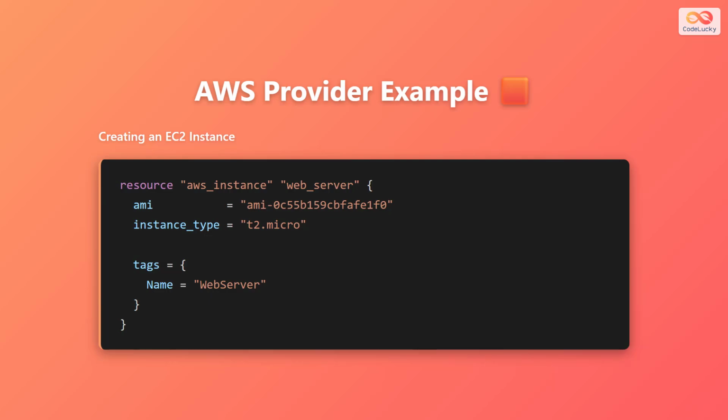Let's see a practical example with AWS. Here we're creating an EC2 instance, which is a virtual server in Amazon Web Services. The resource block starts with the keyword resource, followed by the resource type aws_instance, and a local name web_server. Inside the block, we specify the AMI, which is the Amazon machine image, essentially the operating system template. The instance type t2.micro defines the hardware specifications. We also add tags to help identify and organize our resources.